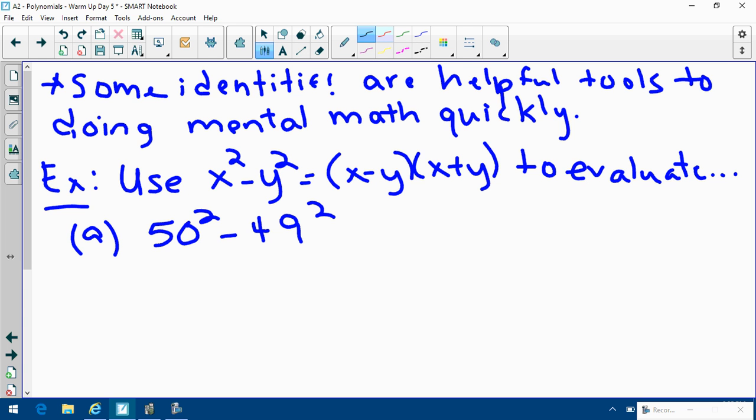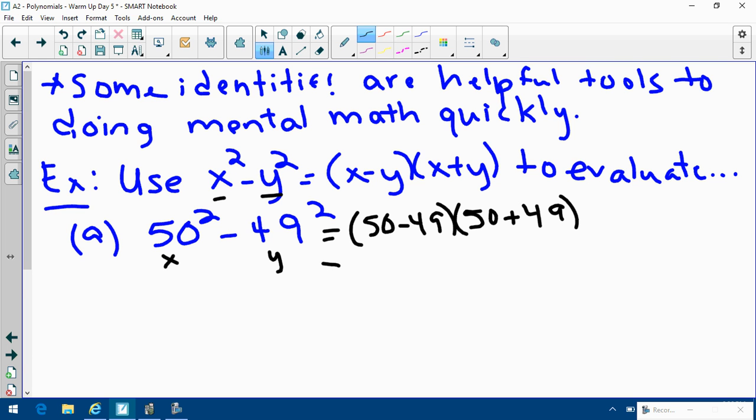Now, without using the identity, I have no idea what this is equal to. 50 squared, I can maybe figure that out in my head if I thought about it. 49 squared, that would take a lot. I'd have to maybe do some work off to the side. But look what happens if you use this identity. If you think of this as x and this as y, then it's just like x squared minus y squared. So this should equal x minus y, which would be 50 minus 49, times x plus y, which would be 50 plus 49.